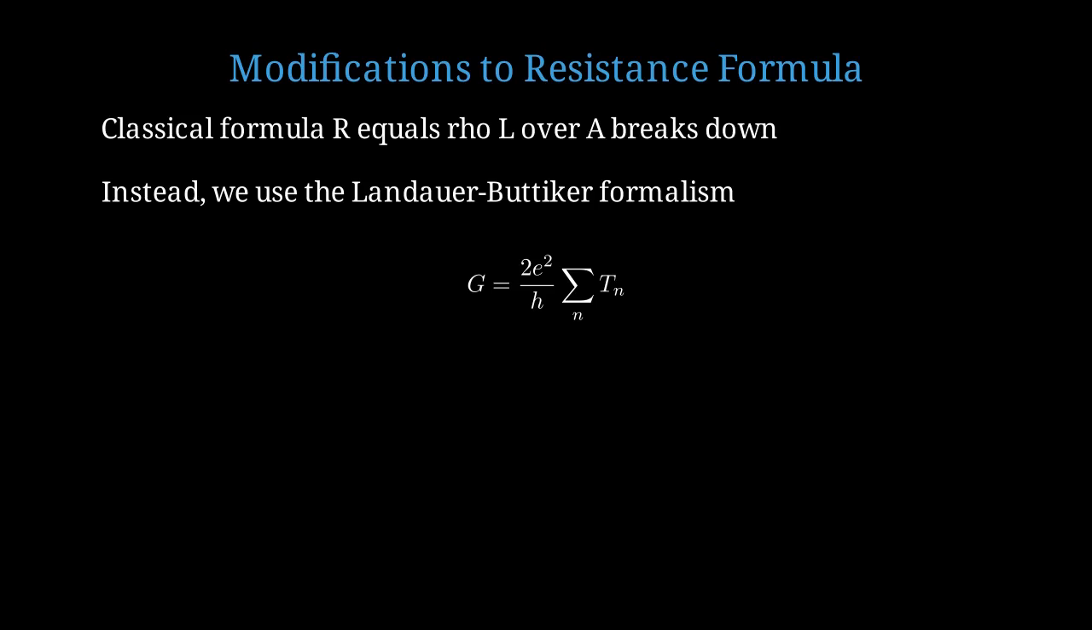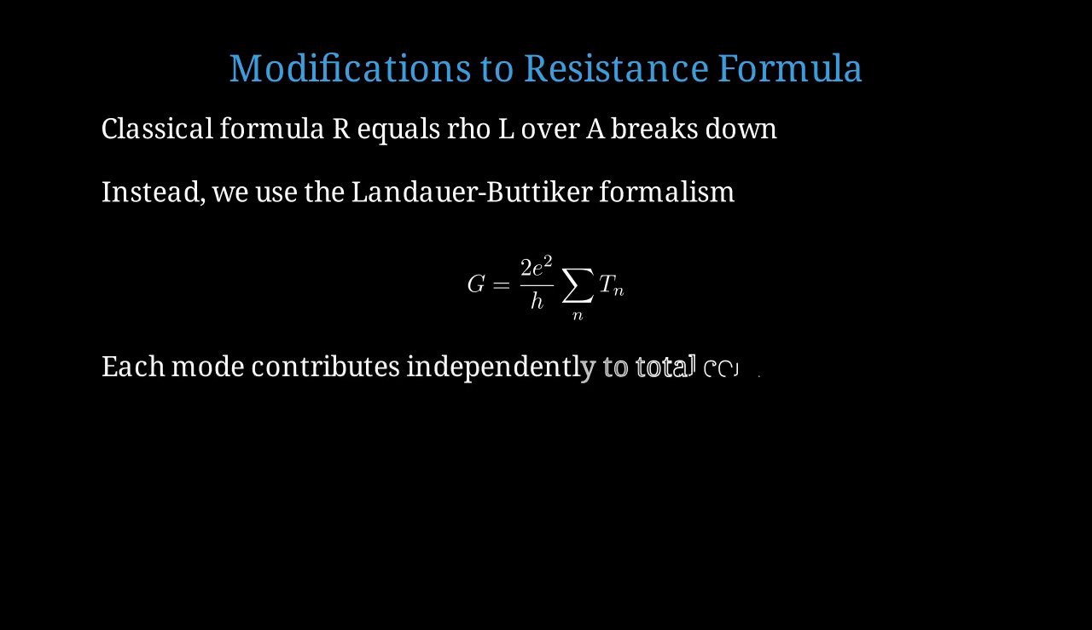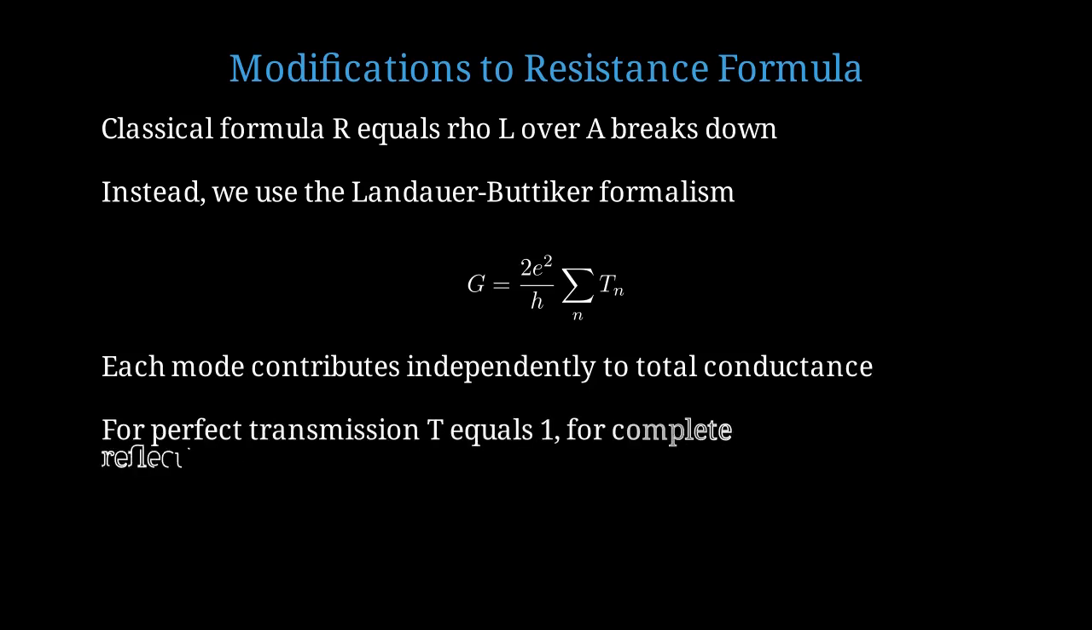The conductance equals 2 e squared over h times the sum over all modes n of the transmission probability T sub n for each mode. Each conducting mode contributes independently to the total conductance. If mode n has transmission T sub n, it contributes T sub n times G sub 0 to the conductance. For perfect ballistic transmission, T sub n equals 1. For complete reflection or blocking, T sub n equals 0. Partial transmission gives intermediate values.